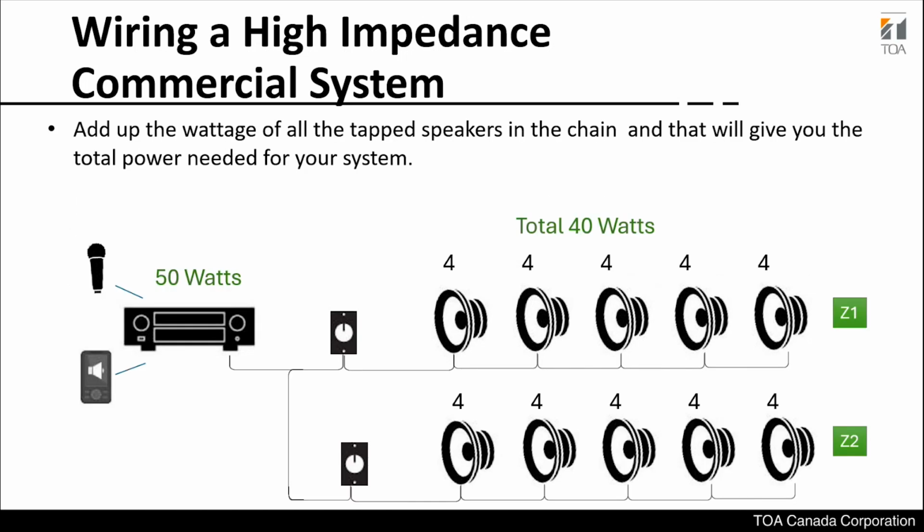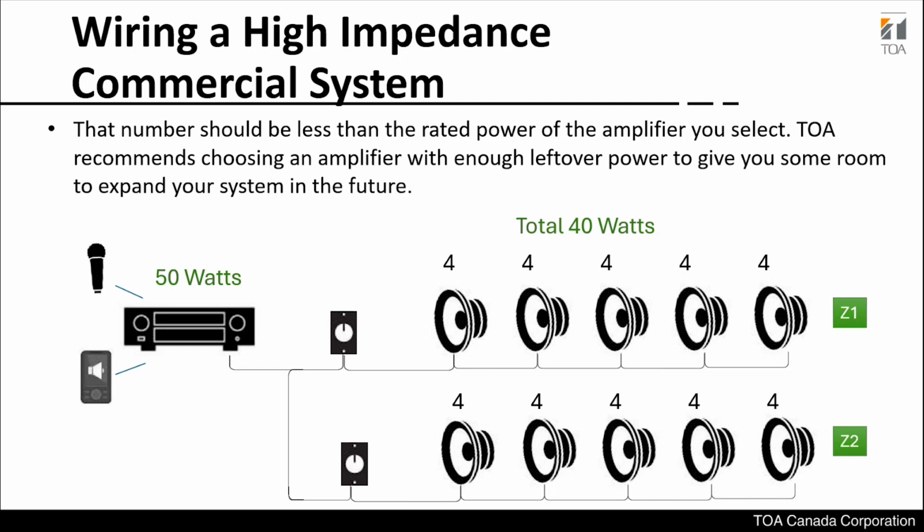Next, we will look at the multi-zone setup, as this is a much more involved system than the previous design. First, you will want to add the wattage of all the tap speakers in the chain, and that will give you the total power needs for the system. So you can see the total amount is 40 watts for 2 speakers, and it's less than the 50 watts of rated power output. You will want the number to be less than the rated power of the amplifier you select. We recommend choosing an amplifier with enough leftover power to give you some room to expand your system in the future.